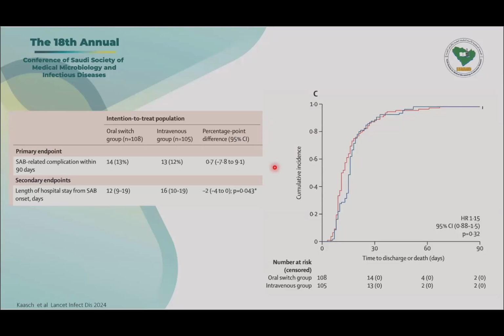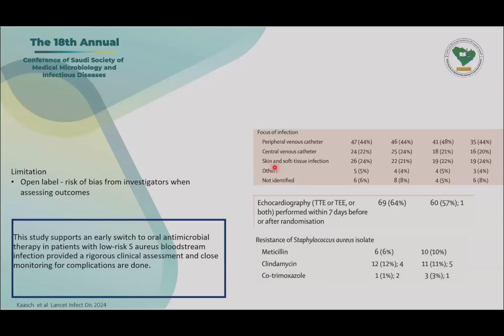However, I think it's very important to look at the patient population when you try to make a conclusion about this study. Look at this table. If you look at the focus of infection in the patients included in this population, most of them were actually patients with a catheter-related infection and skin soft tissue infection. These represent around 75% of the patient population.